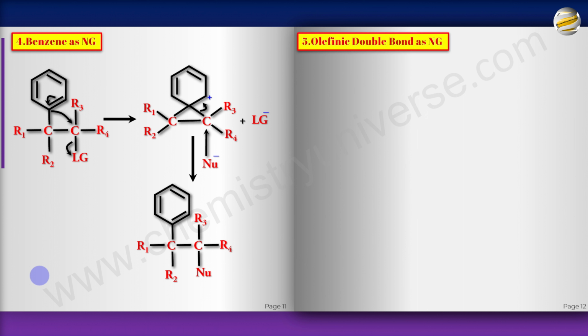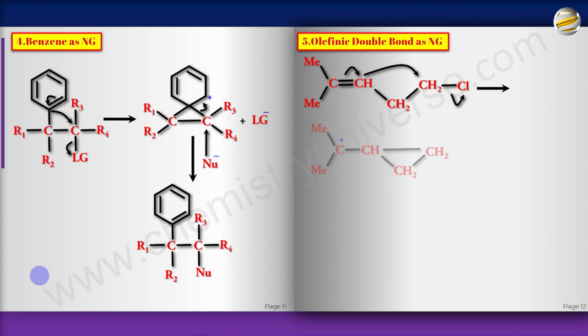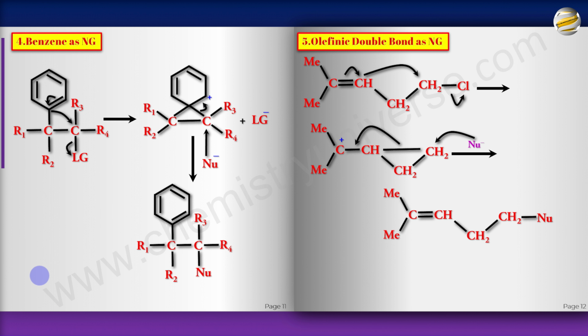You can have, obviously, an olefinic double bond. If benzene can act, definitely an olefinic double bond can act. So this attacks this carbon, Cl leaves. You get this, the nucleophile comes, attacks this carbon, this bond goes back, and you get the product.